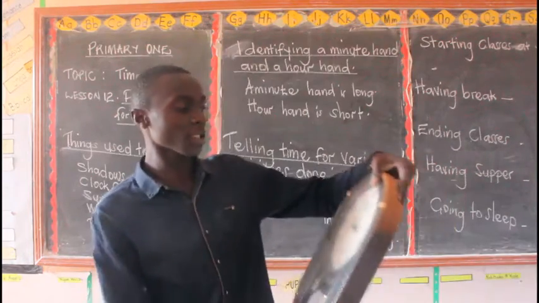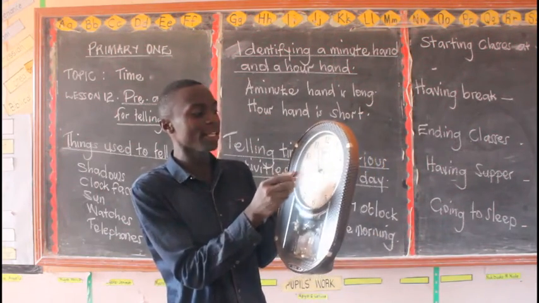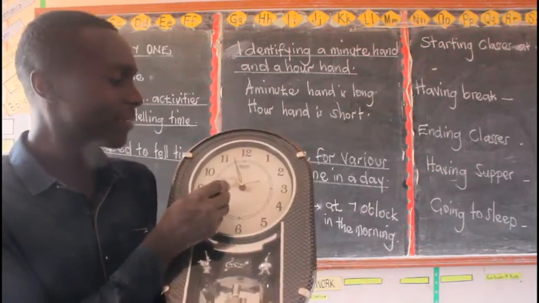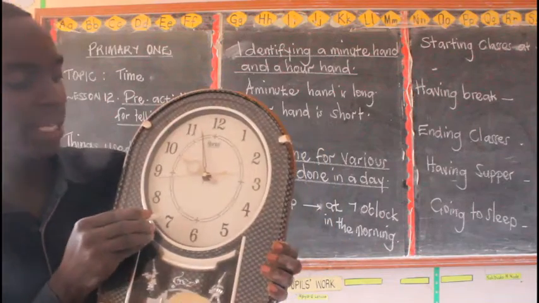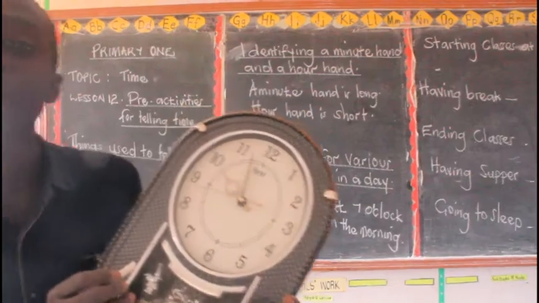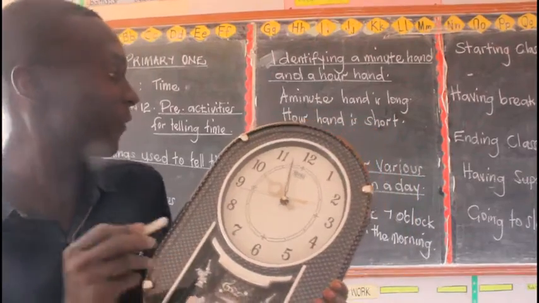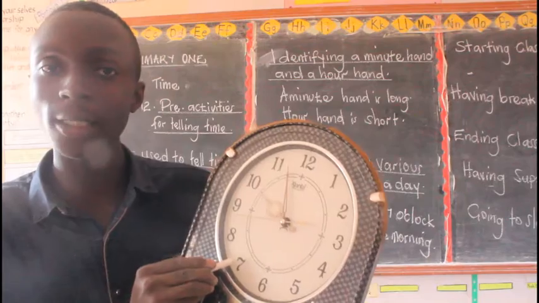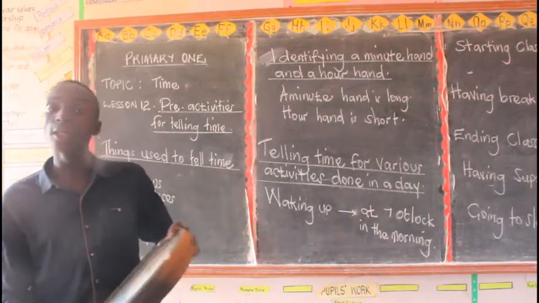How will you realize that it is 7 o'clock? Whenever the short hand is facing this 7 and the long hand is facing 12, that's how you will realize that it is 7 o'clock. So very many of us wake up at 7 o'clock.